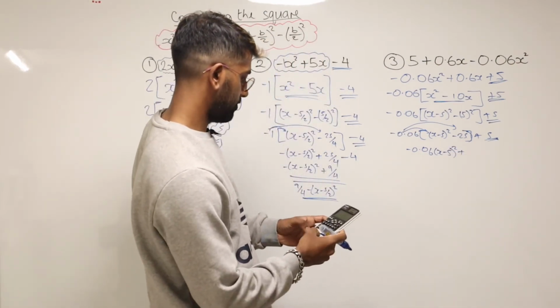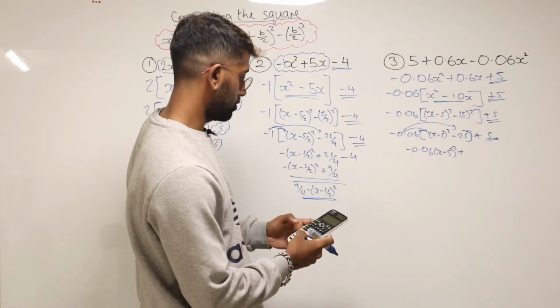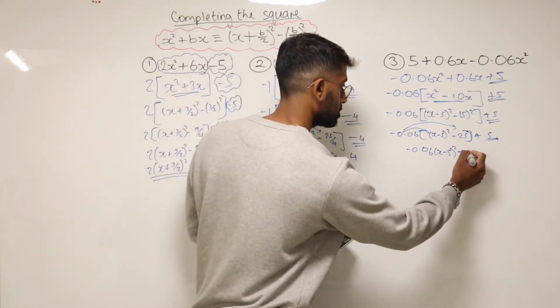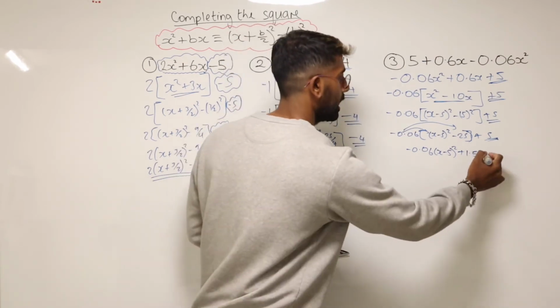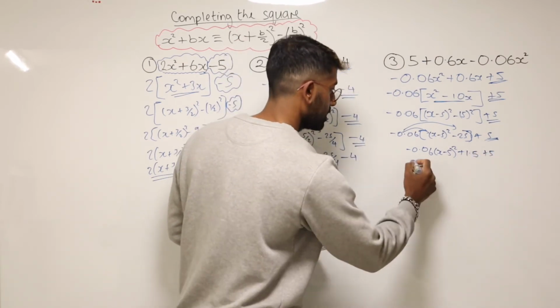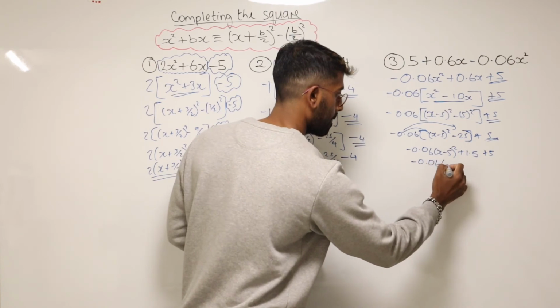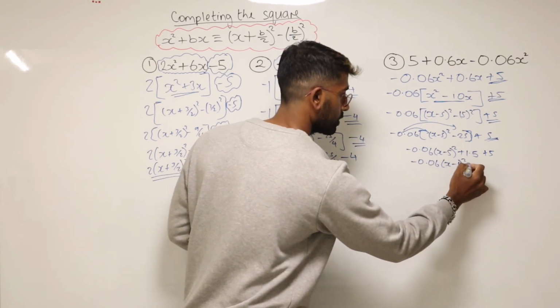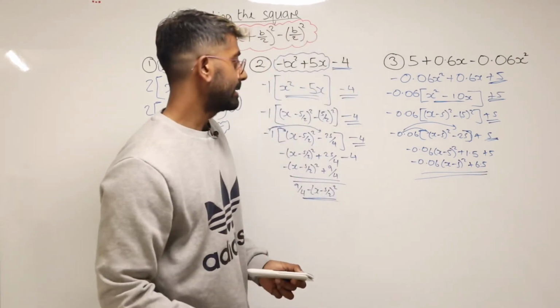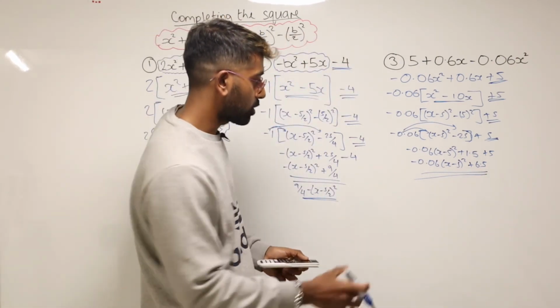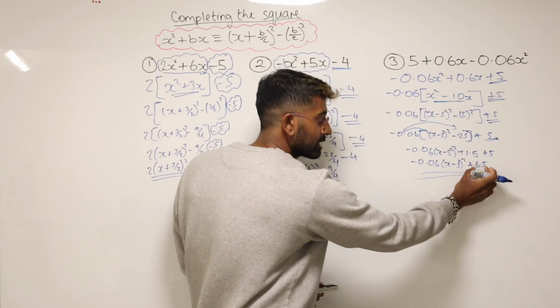And then plus, and then what is that? 25 times by that. 25 times 0.06. That comes out as just 1.5. Very nice. There we go. And then plus 5. And so to finish that all off, x minus 5 squared plus 6.5.